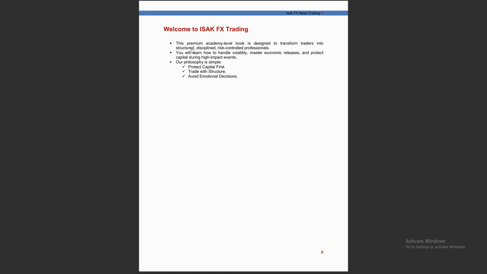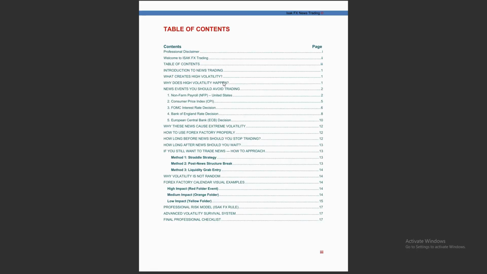This premium academy level book is designed to transform traders into structured, disciplined, risk control professionals. Our philosophy is simple: protect capital first, trade with structure, and avoid emotional decisions. So here is the table of contents. You can pause and check it out, and all these contents will be discussed throughout the 5 days.